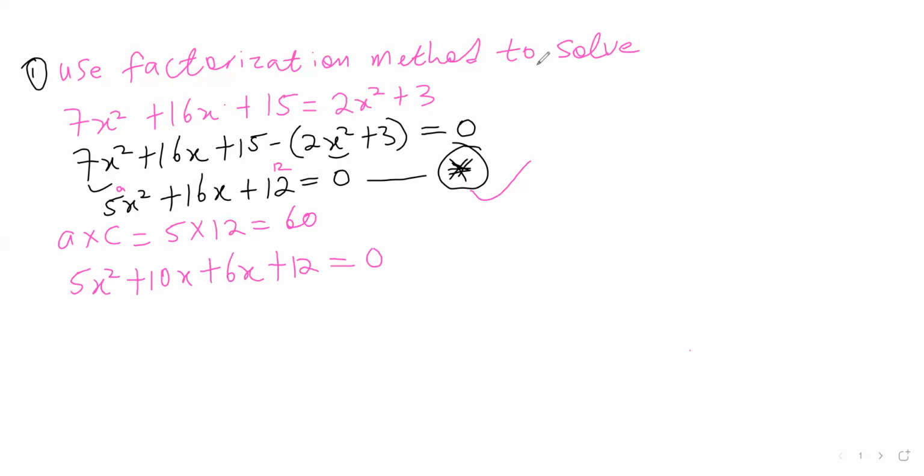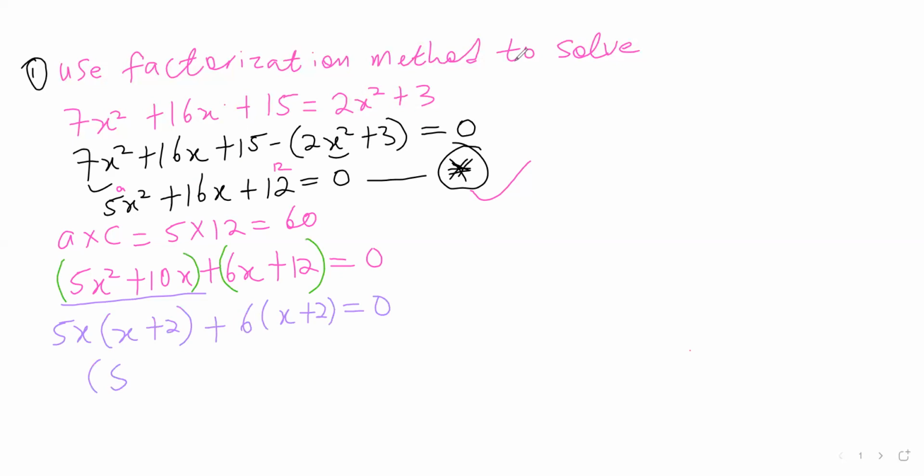Now, applying my GCF or factoring, I take them as binomials, two and two. What's common here is 5x, so I bring my 5x outside. I'm left with x plus 2. Plus what's common here, 6, 6 times x plus 2 equals 0. So we'll end up with 5x plus 6 and x plus 2, all equal to 0.